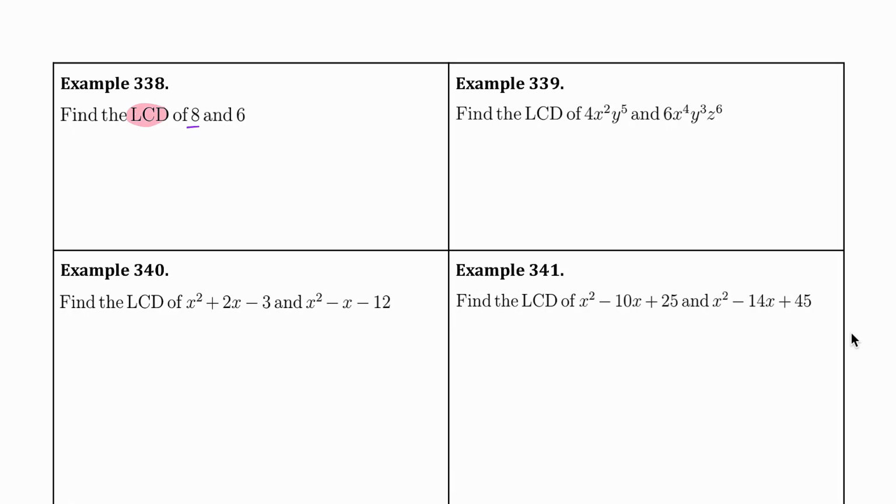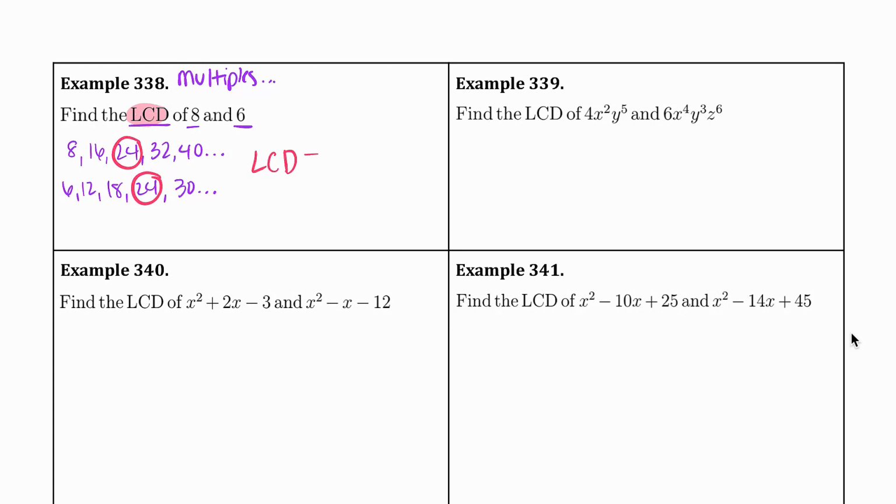So if we think of 8 and 6, when I say the least common denominator, think of your multiples. We're basically saying, what is the smallest number that both 8 and 6 will go into? If we needed, we could make a list of multiples: 8, 16, 24, 32, 40, and so on. For 6, we have 6, 12, 18, 24, 30, and so on. Our least common denominator is going to be the smallest multiple that they both share, the smallest number that they both go into. So in this case, our LCD is 24.